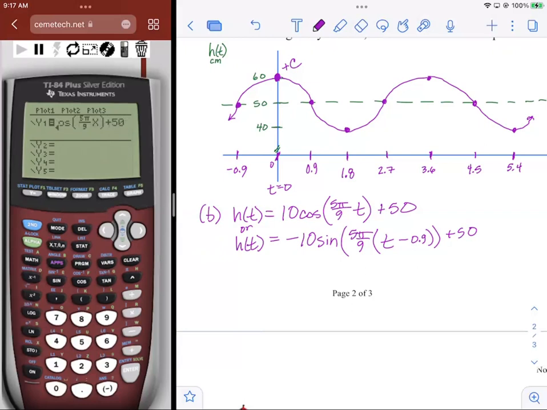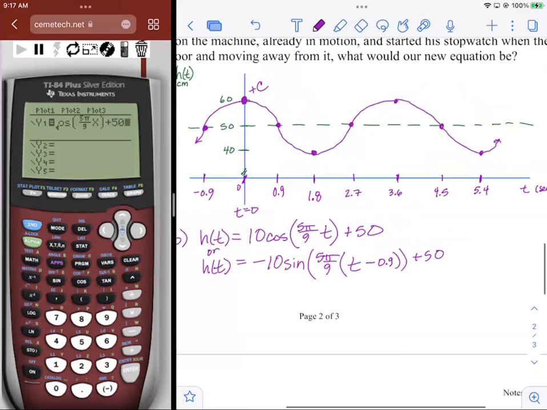And don't just hit zoom 6. Do we already know a nice window in which we should have our graph? Boy, it's right there in front of us. So now you graph it in your window. Let's go to window and use the x min, x max for your t min, t max. I went from negative 0.9 all the way up to 5.4. So that's what I'm going to put my x min, x max.